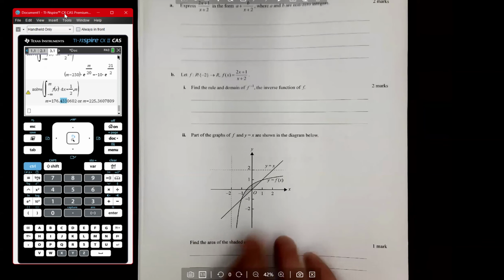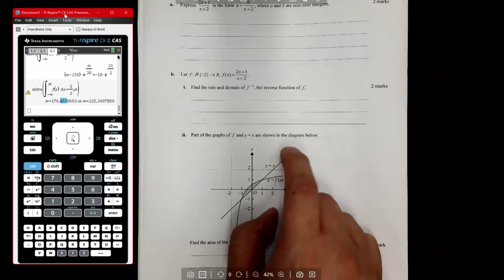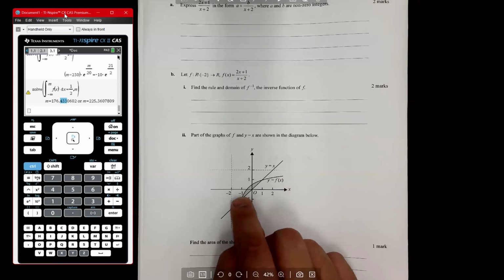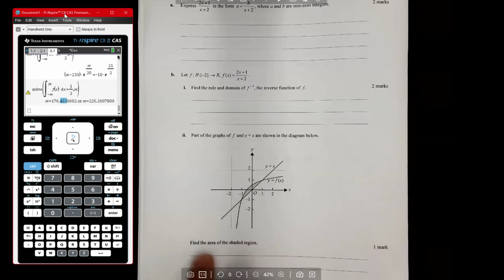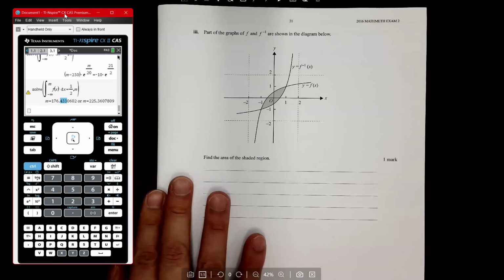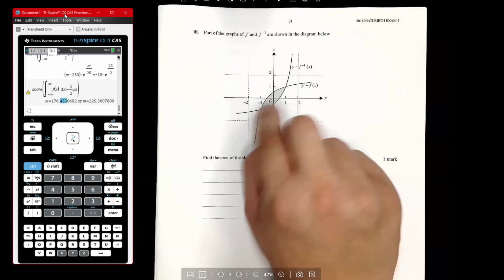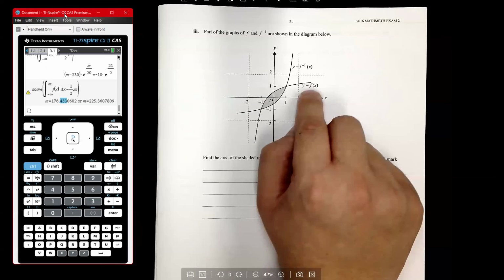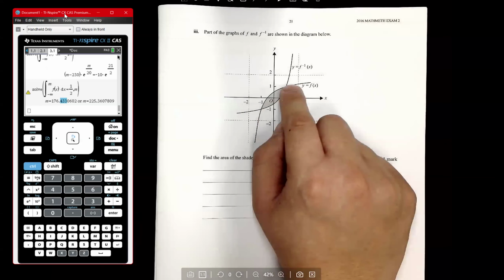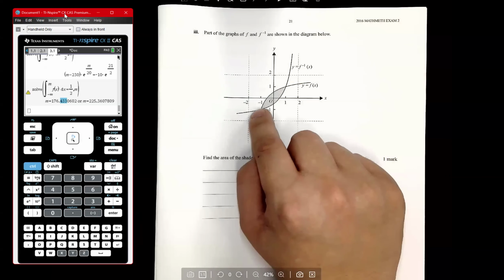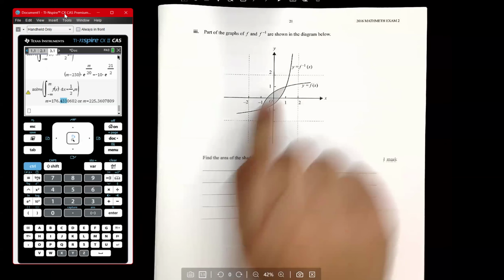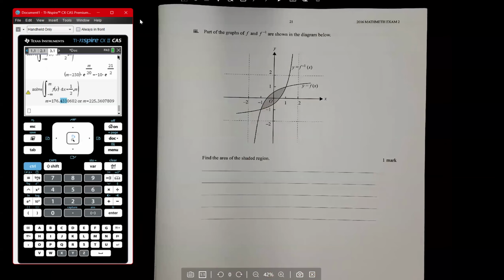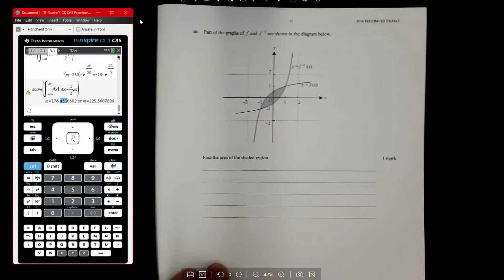And then they give you a diagram, and this is the shaded area. You want the shaded area between the line y equals x and f of x. That's 1 mark. In subpart 3, we want to find the shaded area between f inverse and f. They tell you that you can just double the previous answer by symmetry to get the shaded area here. So let's get this down.